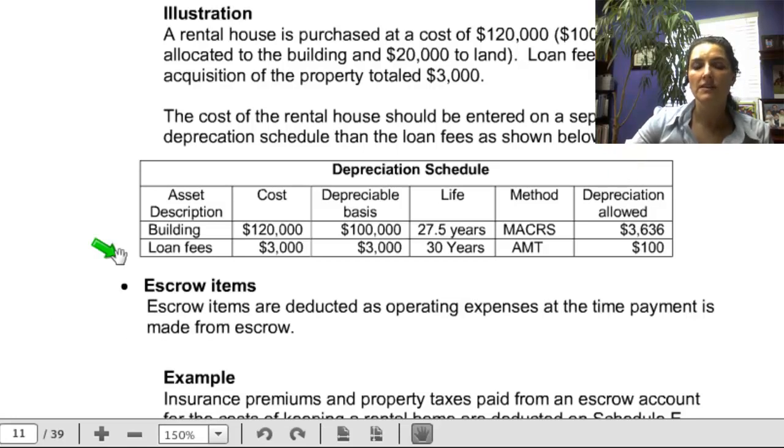But the loan fees are separated out. They're put on a separate line, and different depreciation or amortization rules are applied. The loan fee cost is $3,000. The depreciable basis is $3,000. The life is 30 years. The method is amortization, and the amortization allowed each year will be $100.